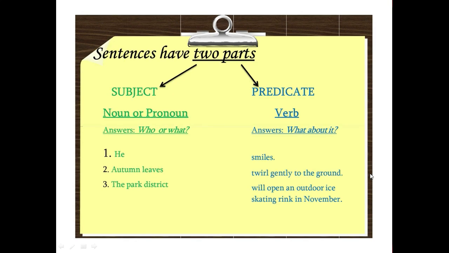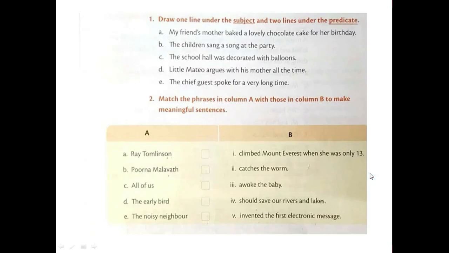Now let's look at the exercise. Draw one line under the subject and two lines under the predicate. The first sentence is, my friend's mother baked a lovely chocolate cake for her birthday. Who baked a lovely chocolate cake for birthday? My friend's mother. So my friend's mother is my subject, and what did the mother do? She baked a lovely chocolate cake for her birthday. So this is my predicate.